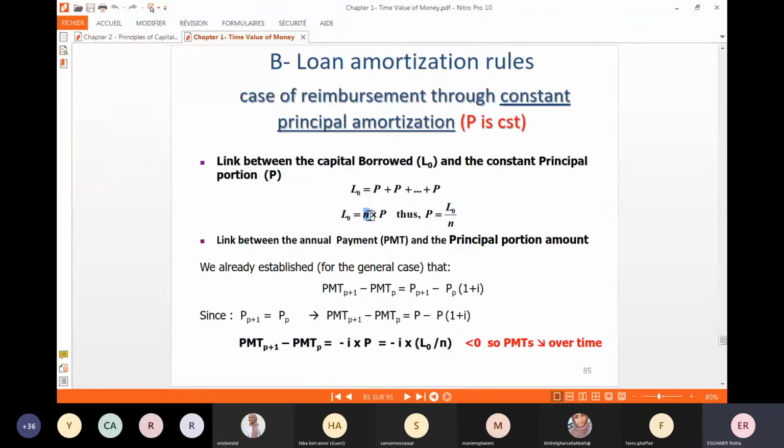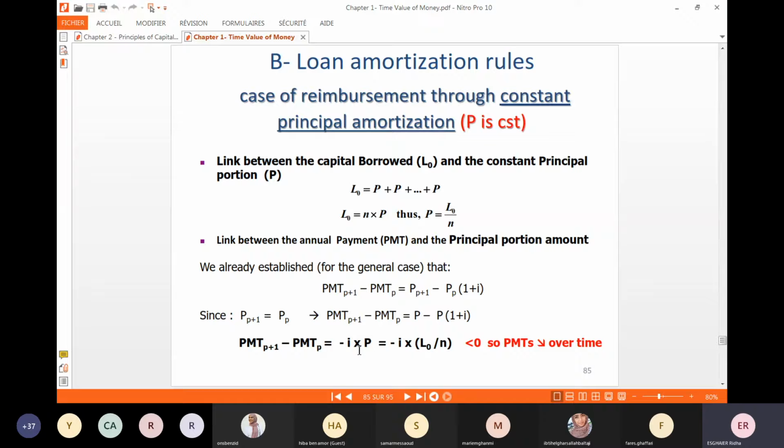Now, we know that this is the relationship between two consecutive payments, two consecutive principal portions. This is the general formula regardless of the modality of reimbursement. When we take the case of constant principal portions, principal P plus 1 is equal to principal P. We can replace both by P, which is the same. P minus P times 1 plus I will give you P minus P minus IP. P minus P will give you 0. So payment P plus 1 minus payment P will be minus I times P.